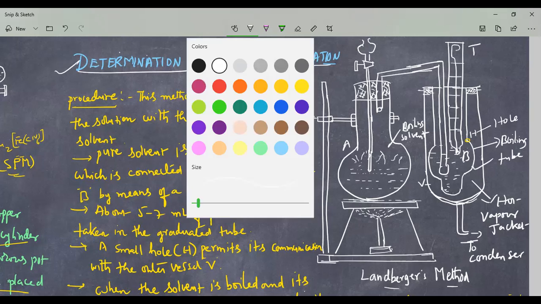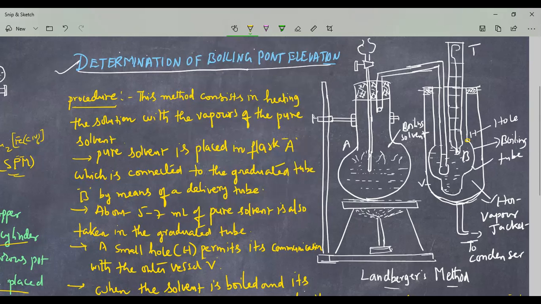Okay, and I'll show you the inner tube is there. This is the inner tube, and the outer tube. So there are two tubes. One is called the graduated tube. The Beckman thermometer we have shown here. This is the Beckman thermometer. So T means thermometer, and a hot vapor jacket is also there. That is also one of the important apparatus in this method.